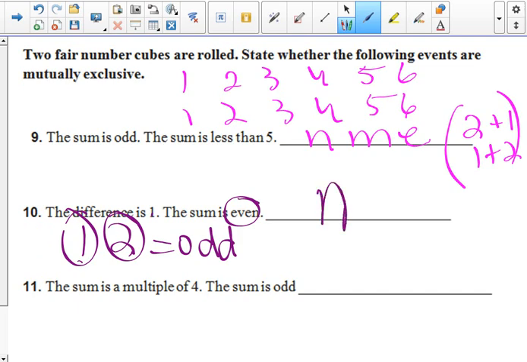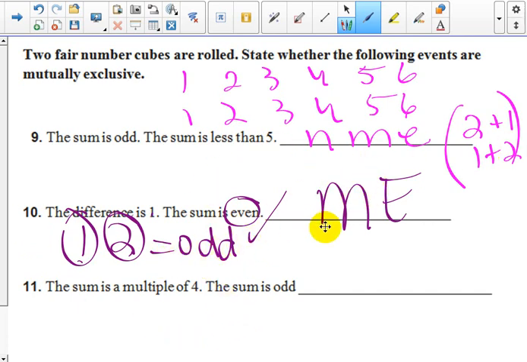So that means these are mutually exclusive. It's never going to happen. Now if they said difference of 2 and the sum is even, or difference of 1 and the sum is odd, then it would be not mutually exclusive. But this is not a possibility. You can't have a difference of 1 in these 2 dice, and that when you add them together you get an even number. It's not possible.